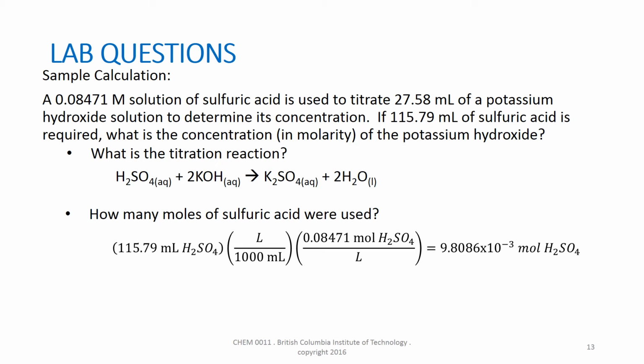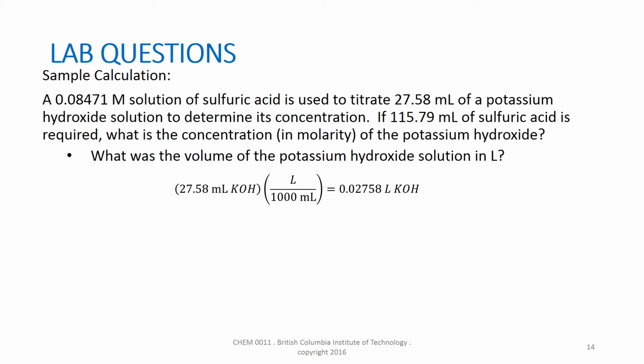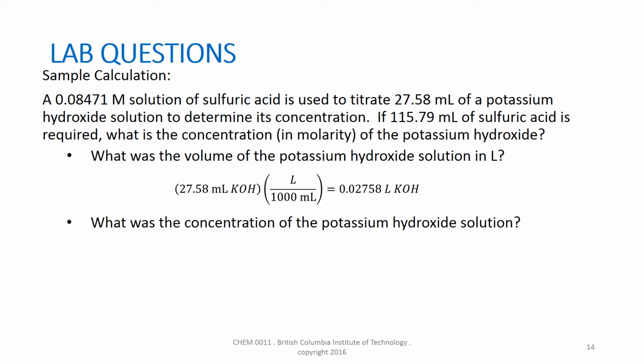Using the mole ratio from the balanced titration reaction, the moles of potassium hydroxide initially present is found to be 0.019617 moles. Since there are 1,000 milliliters in 1 liter, 27.58 milliliters of potassium hydroxide solution is equal to 0.02758 liters of solution. The concentration of the potassium hydroxide solution is then obtained by dividing the moles of potassium hydroxide by the volume of the potassium hydroxide solution. The concentration is found to be 0.7113 molar.